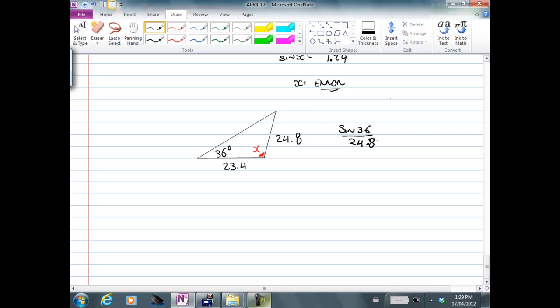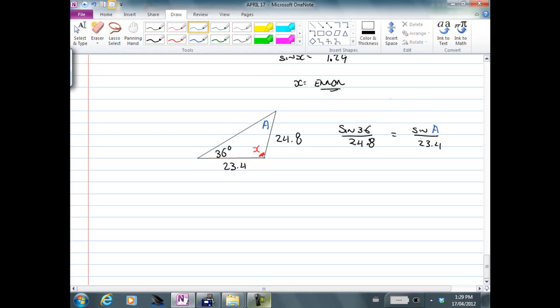Now, a lot of you made a mistake by doing this. You went sine x over 23.4. The problem with this method is, if I'm using x, I have to use the opposite side. The opposite side is here. But I can't use the 23.4. If I'm going to use 23.4, really, I can't use x. So why don't we just make another letter? We'll call this a. Whatever you like. We'll call it sine a. I want you to solve for angle a right now.